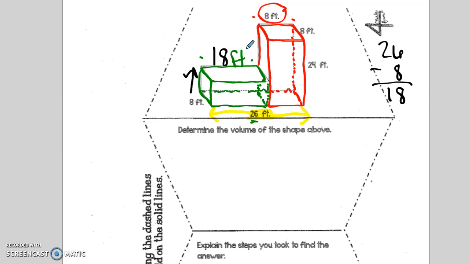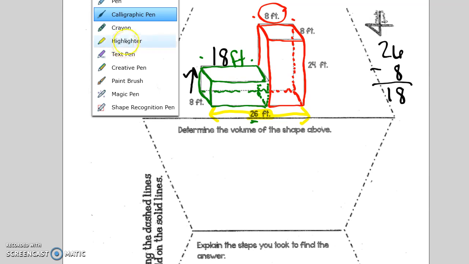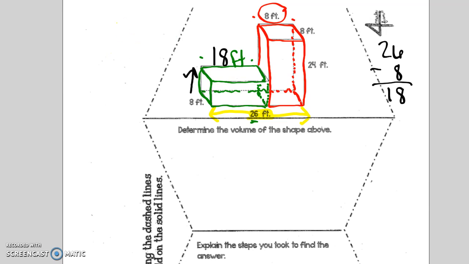Do we need any other dimensions? Let's take a look. I'm going to go back to my highlighter and pick purple this time. I'm seeing that this red prism here is 8 feet wide. Do you see that? 8 feet wide. So there's the 8. Taking a look at this dimension here, if that side is 8 feet wide, then this side is 8 feet wide. And if this side is 8 feet wide, then that side is 8 feet wide. And this side is 8 feet wide too.